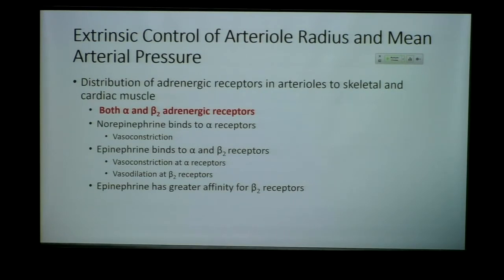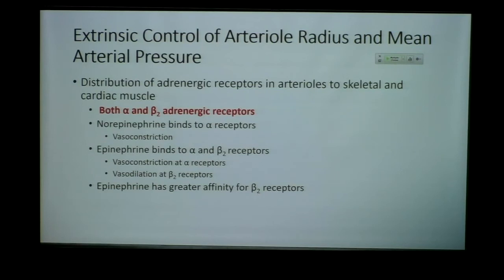So on these arterioles, we have both alpha and beta adrenergic receptors, whereas on most of our other non-cardiac, non-skeletal tissues, in terms of the arterioles, we have alpha receptors. Now, norepinephrine will bind alpha receptors. That's going to cause vasoconstriction, but epinephrine can bind both of these, and it's going to do something different when it binds each. When it binds to an alpha receptor, it's going to cause vasoconstriction. When it binds to a beta receptor, it's going to cause vasodilation.